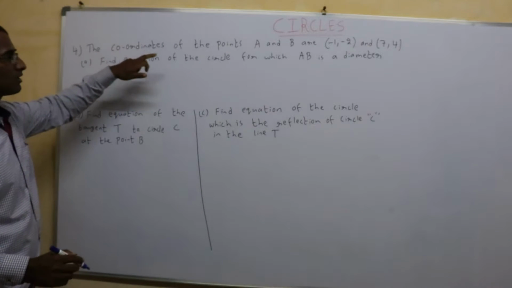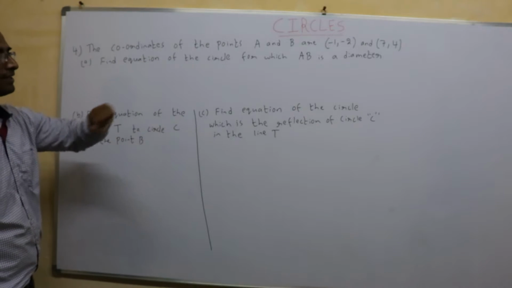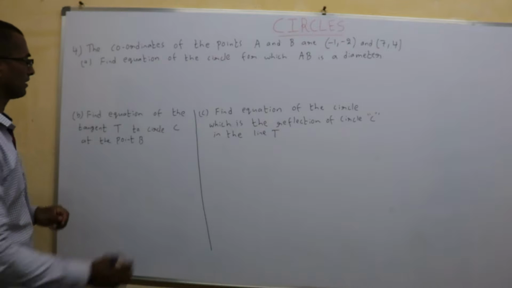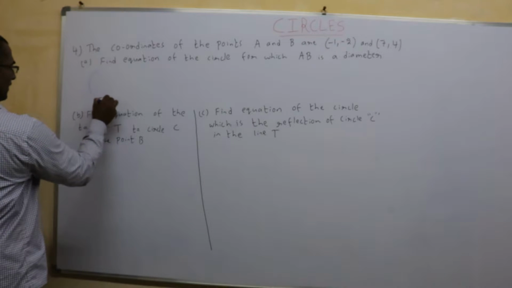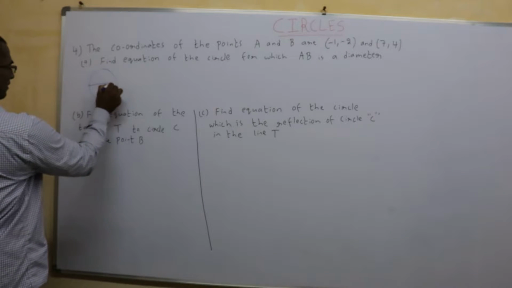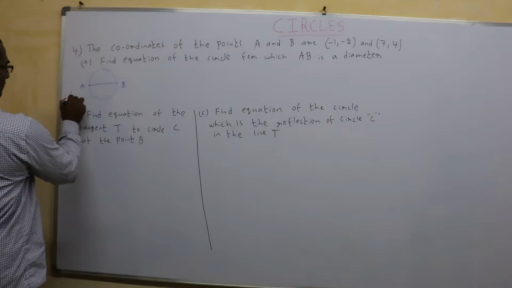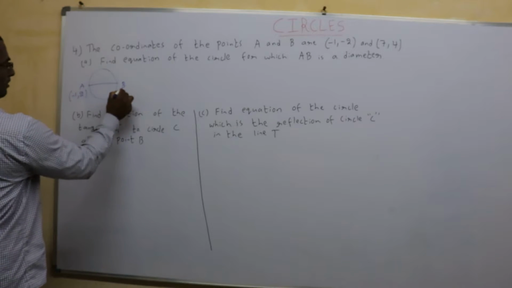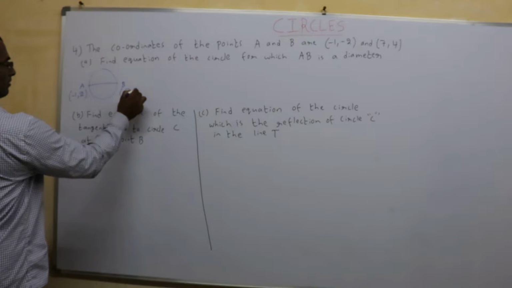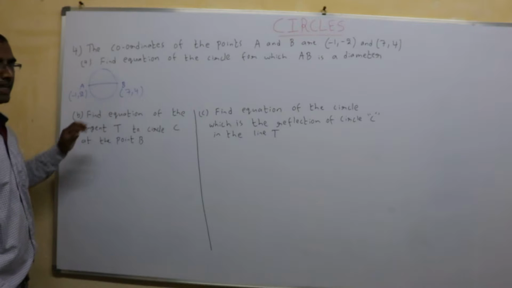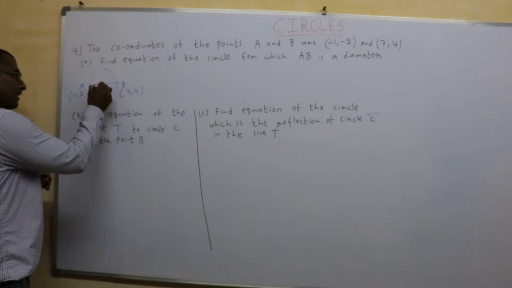The coordinates of the points A and B are given. Find the equation of the circle for which AB is a diameter. So if I draw a circle, AB is the diameter. A is (-1, 2) and B is (7, 4). Whenever AB is the diameter, the center lies on it.